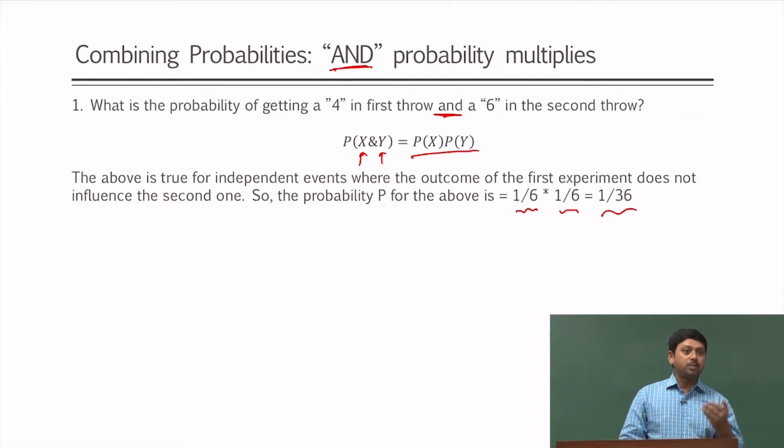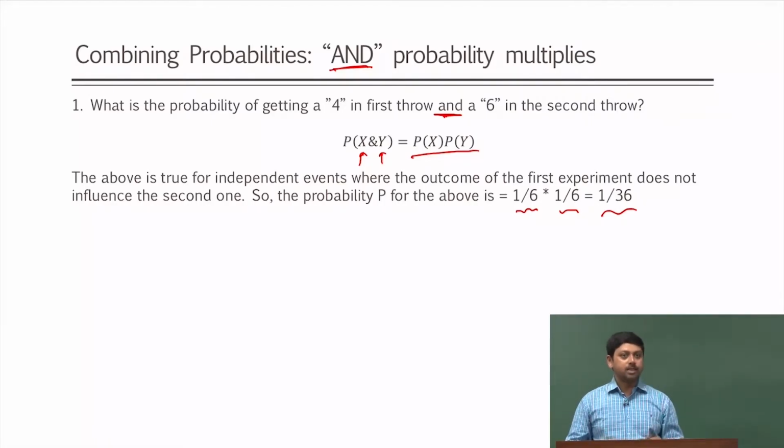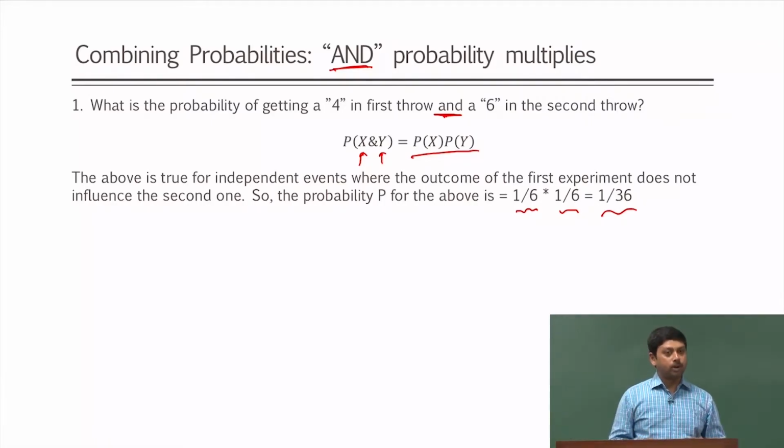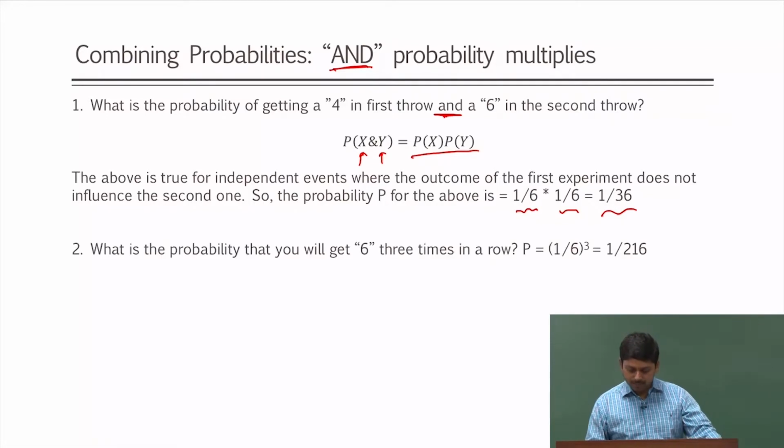So, that is why the probability of getting W microstates for a system and W microstates for the second system is W into W. Okay. So, that is why we had the W square. Now, what is the probability that we will get a 6 3 times in a row? As I said, it will be 1 by 6 to the power 3.